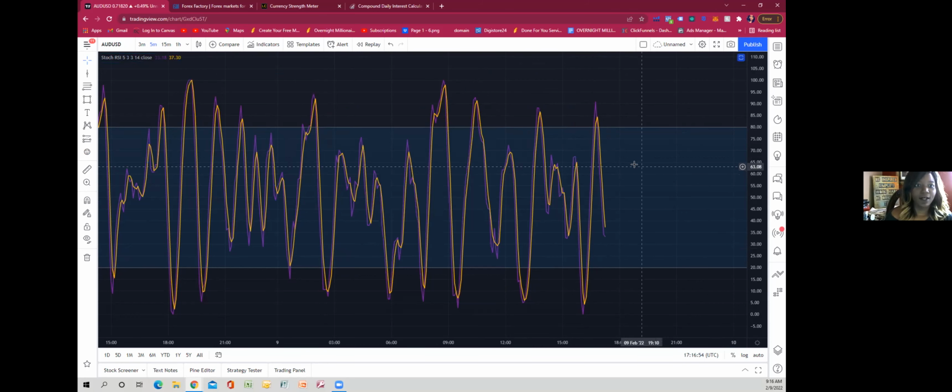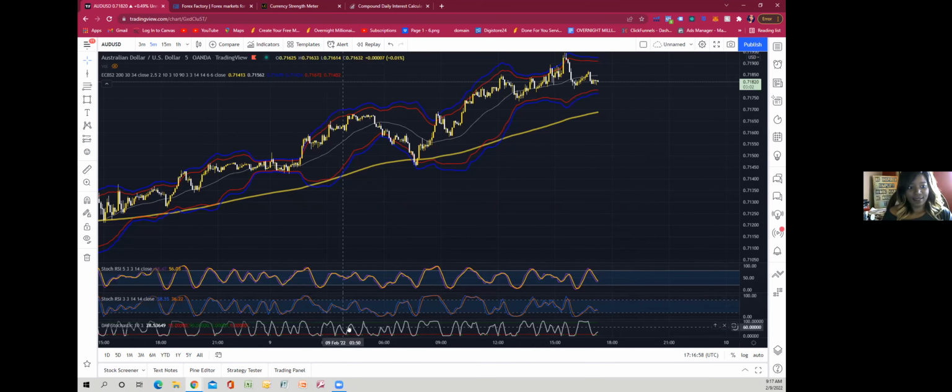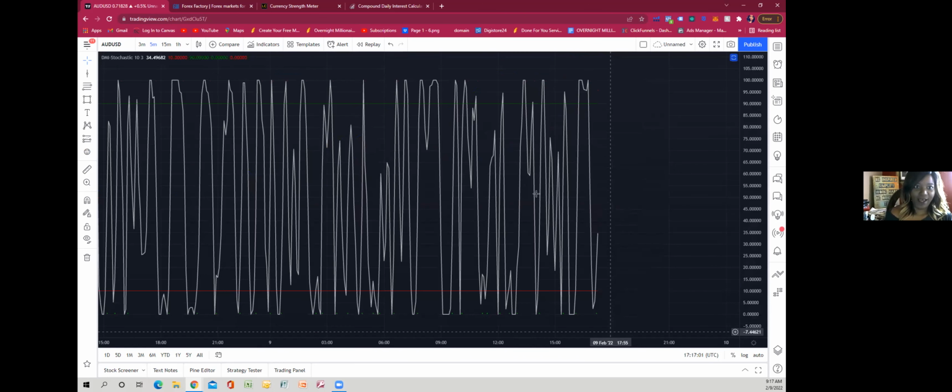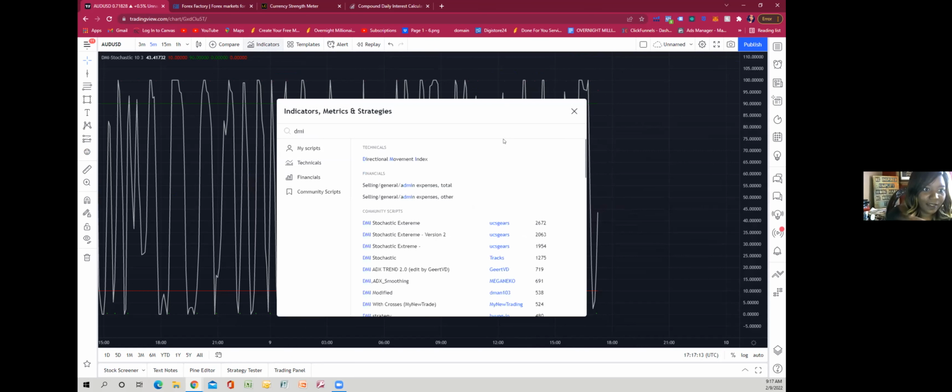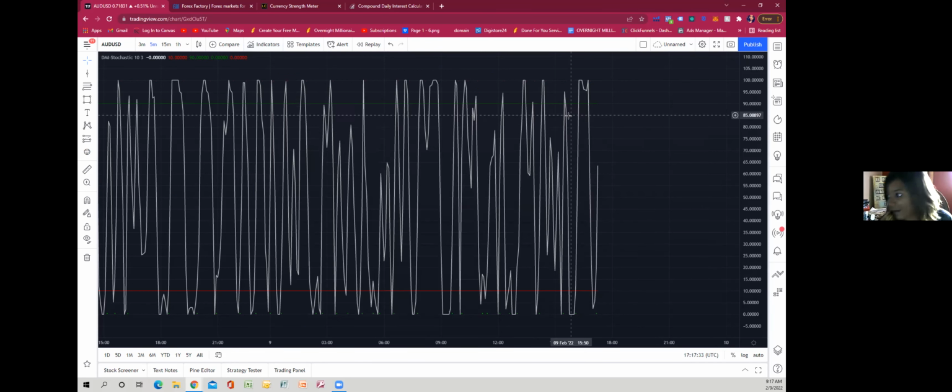Okay, awesome. And down here, last but not least, we have the DMI Extreme. So we go to our indicators yet again, and we type in DMI, and we want to look for this one, DMI Stochastic Extreme. Nothing else. There's a whole bunch of different DMIs, but this is the one that I use, and yet again it has the most likes. Sorry, you know I got bad eyes.